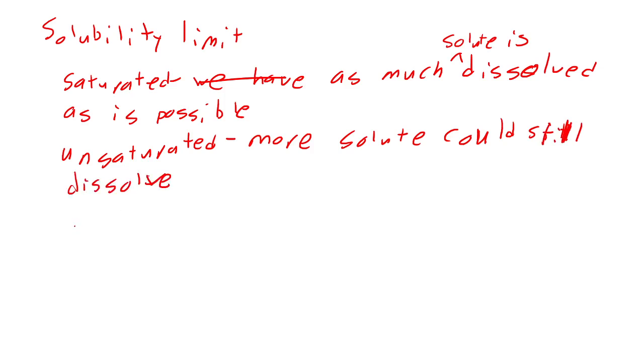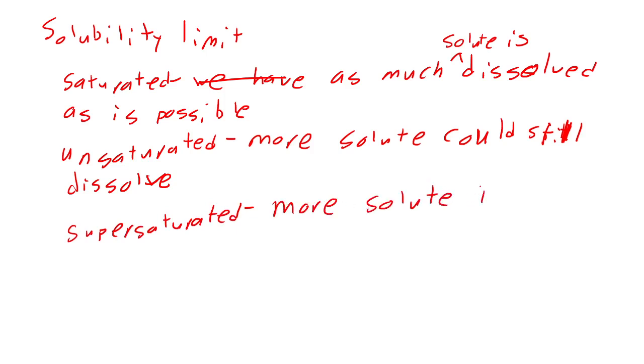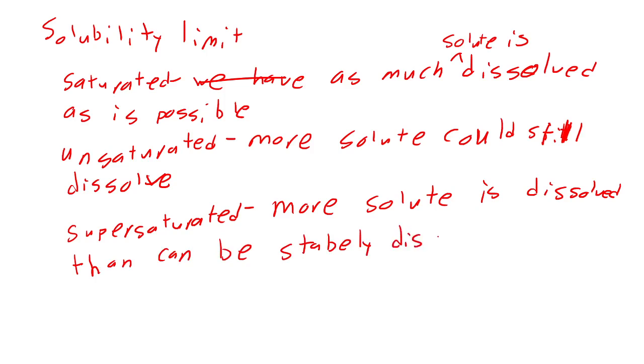And then you will sometimes get solutions that are something called supersaturated, which means you've done some manipulating so that more solute is dissolved than can be stably dissolved. So there are some ways to get solutions where temporarily they've got more dissolved in them than should be.